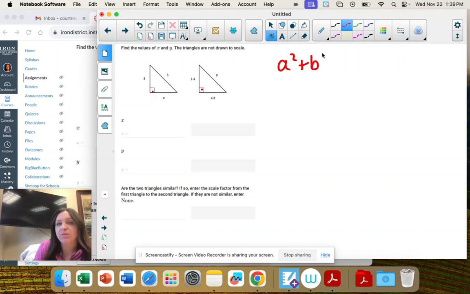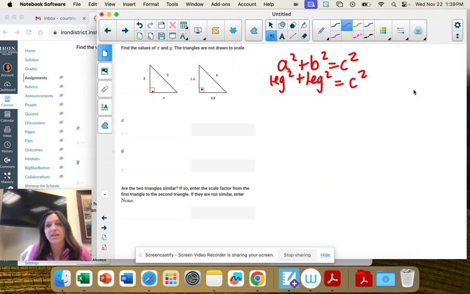So a squared plus b squared equals c squared. Remember, these are the legs. Those are the two sides that make up the right angle, and c is the hypotenuse across from the right angle. So that's c, and then a and b order doesn't matter. So let's start with our first one.